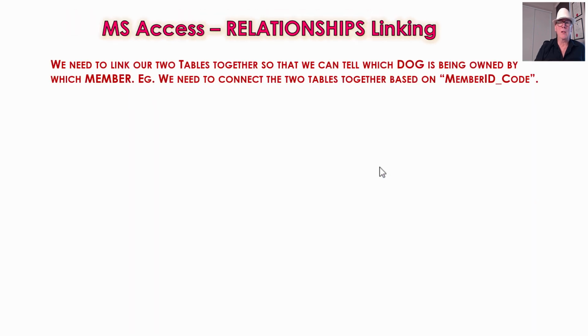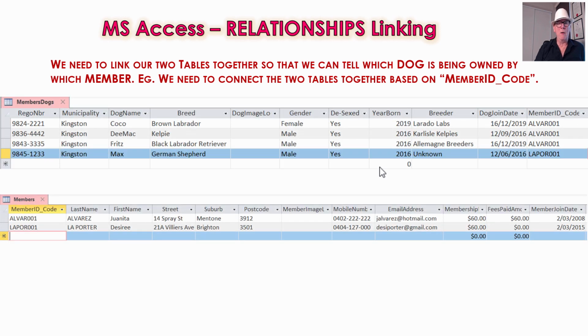All right, now we link the relationship so that we know whose doggy belongs to which owner. And how we do that is we've got these members' dogs, 4 of them, and we've got a member ID code here. So see how for those first 3 dogs, it's ALVAR001. And if we look that up in the members table, there were Juanita's 3 dogs. This one's got a different member ID code. Maxie, the German Shepherd, is Laporte001. So that belongs to Desiree Laporta. Okay, so that's why we put that member ID code and made it exactly the same. That's how we link them up.